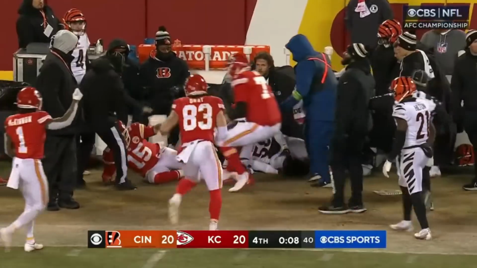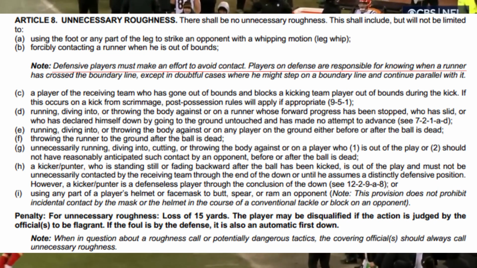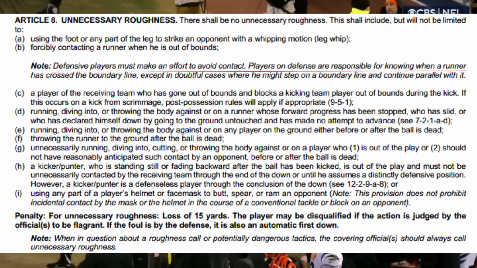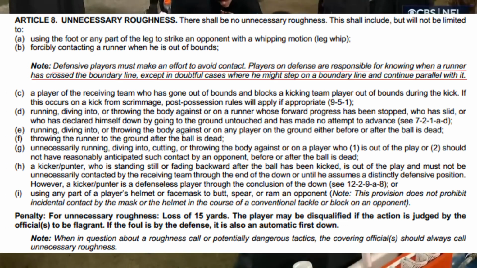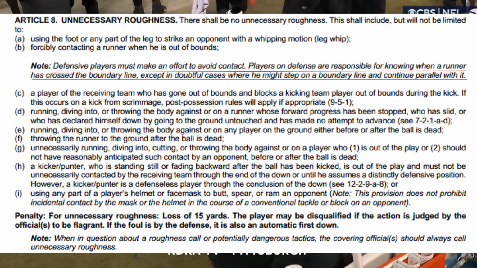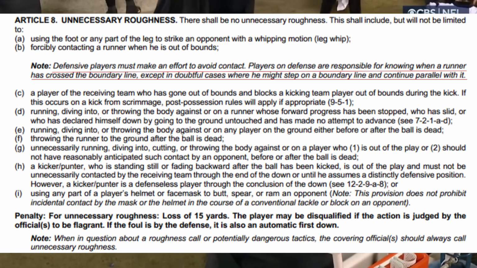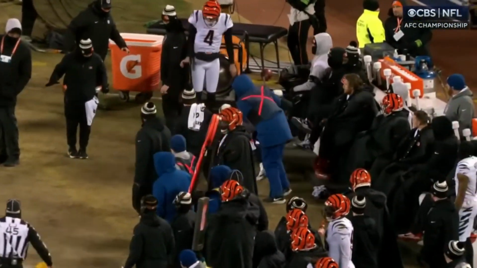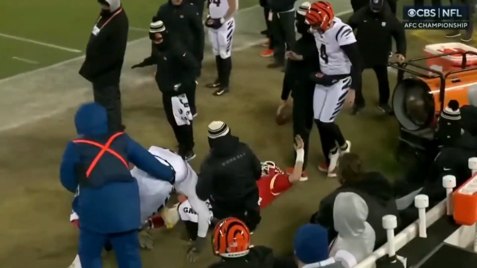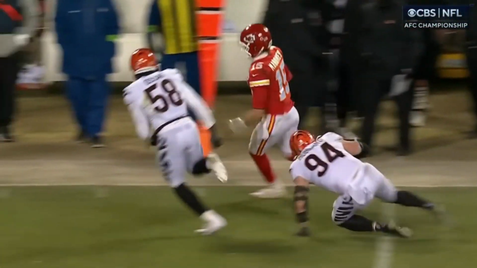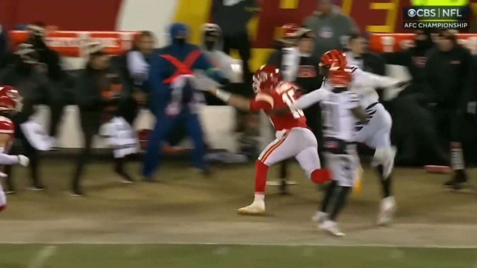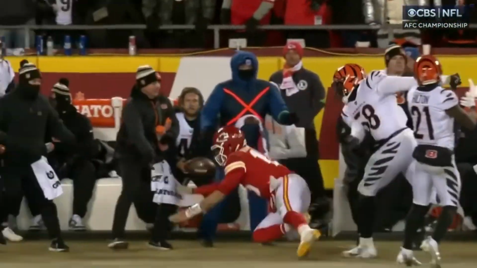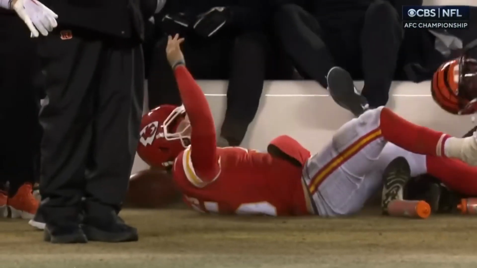There's also a note here that says defensive players must make an effort to avoid contact. Players on defense are responsible for knowing when a runner has crossed the boundary line, except in doubtful cases where he might step on a boundary line and continue parallel with it. Patrick Mahomes isn't continuing parallel. He's running out of bounds, so we can forget that exception. And as we look at the play, Ossai doesn't make an effort to avoid contact. In fact, you can see his arm pushing Mahomes to the ground, and that is forcible contact.